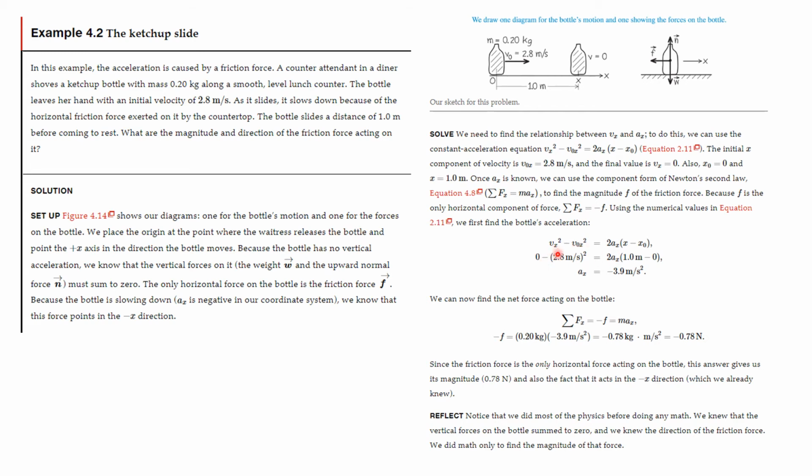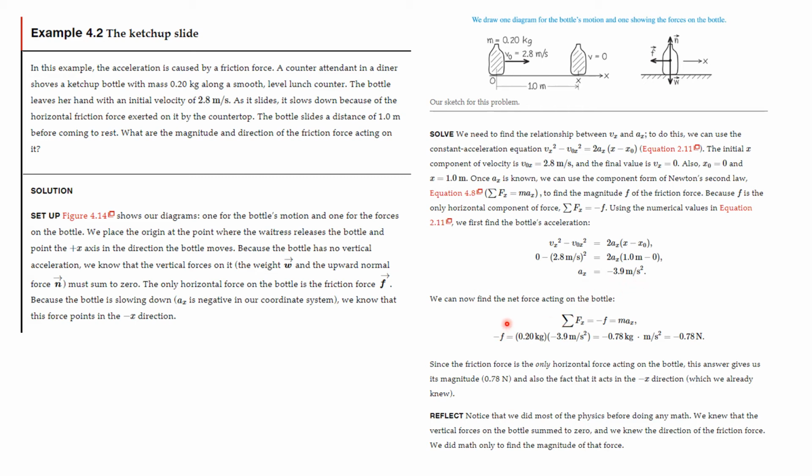So we plug in the values. V sub x final was 0. Minus V initial squared. This is 2ax, and that's x minus x0. So you see we have all those things except for ax. When we solve that for ax, we get that that is minus 3.9 meters per second squared.